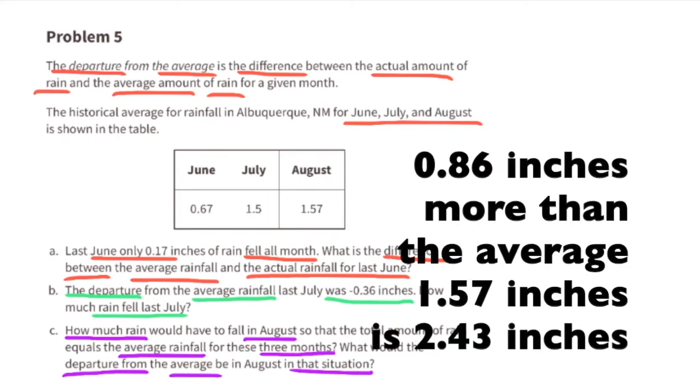The total amount of rain that needs to fall in August so that the amount of rain equals the average rainfall for all 3 months is 2.43 inches. That's 86 hundredths more than the average in August of 1.57.